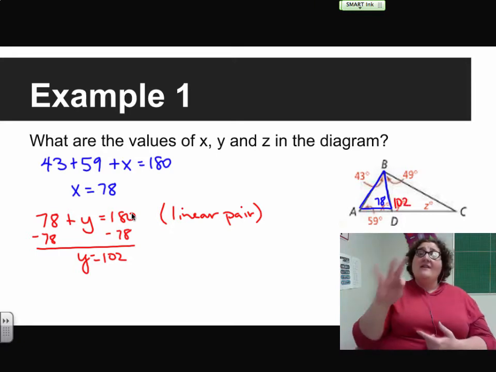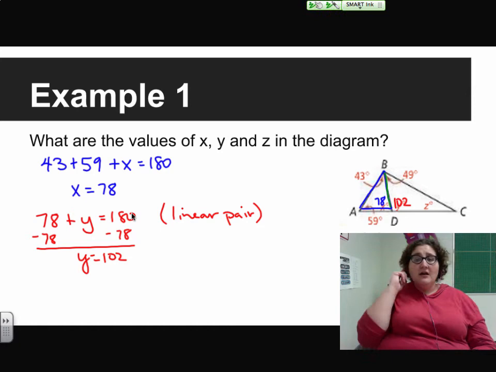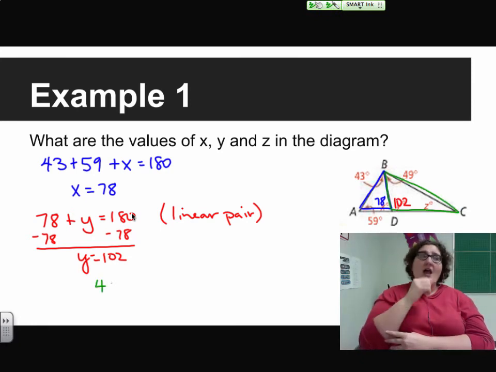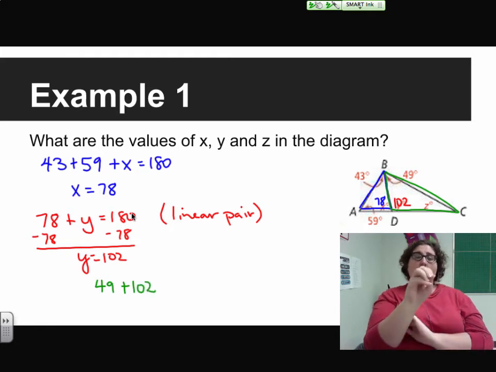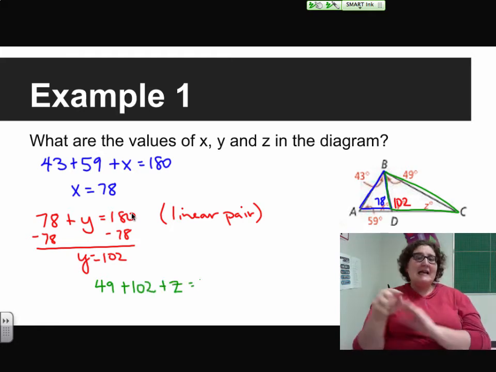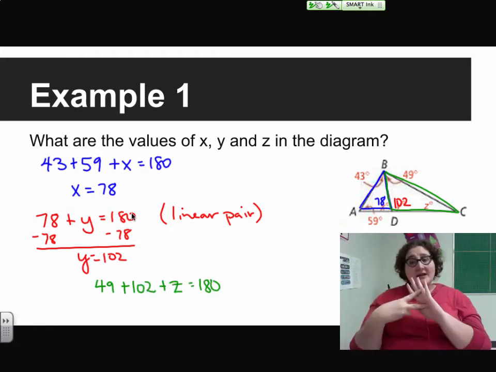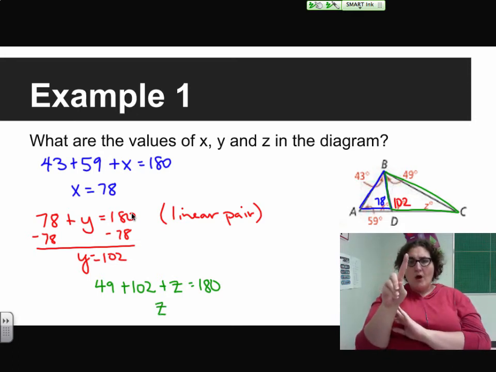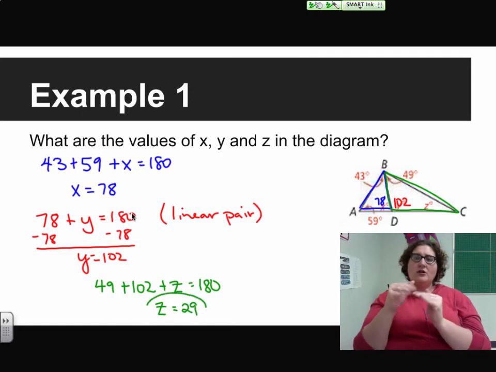And then to find z, I again have a triangle, and so I can say 49 plus 102 plus z has to equal 180. So then I can take 180 minus 49 minus 102, and I'll get z equals 29.